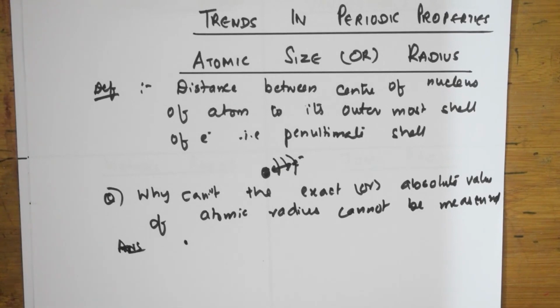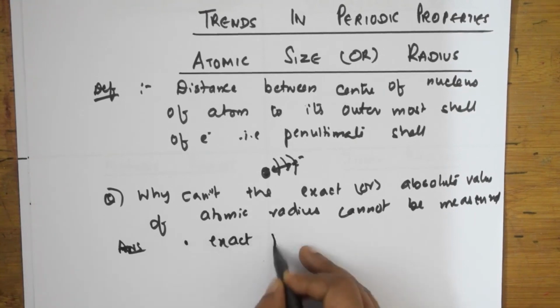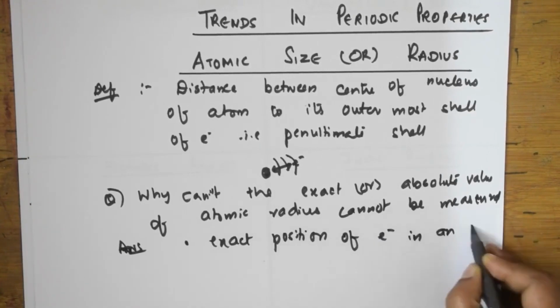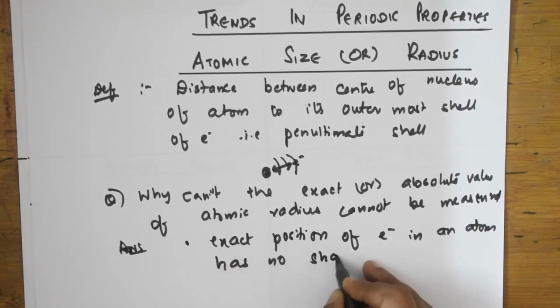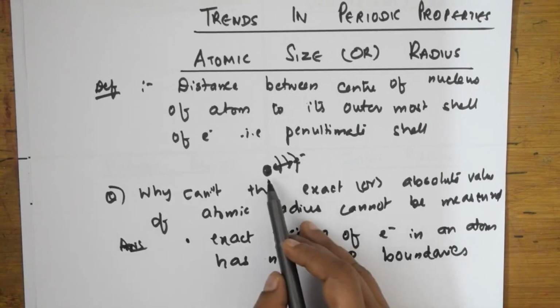Because to locate the position of an electron, because the electron keeps moving around, isn't it? Right, we have studied wave nature. So the exact position of the electron in an atom, as in a particular orbit, doesn't have any sharp boundaries. So that position cannot be located. When the position can't be located, it's very difficult for me to predict the exact size. So the first point you should write is: the exact position of electrons in an atom has no sharp boundaries. That is the reason I can't predict this, because this is the distance between nucleus and electron.